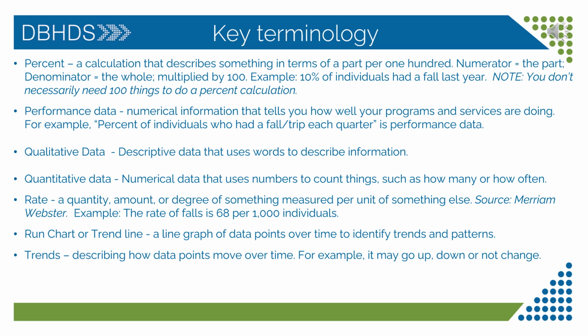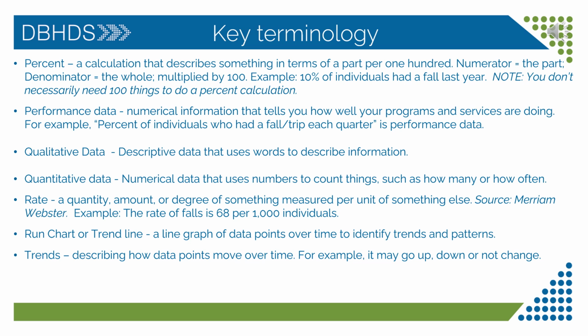Let's continue by starting with percent. This is the calculation that describes something in terms of a part per 100. You would divide the numerator, which is the part, by the denominator, which is the whole, and multiply it times 100 to get a percent. For example, 10% of individuals had a fall last year. Note that you don't necessarily need 100 things to do a percent calculation. We'll talk about this more a little later.